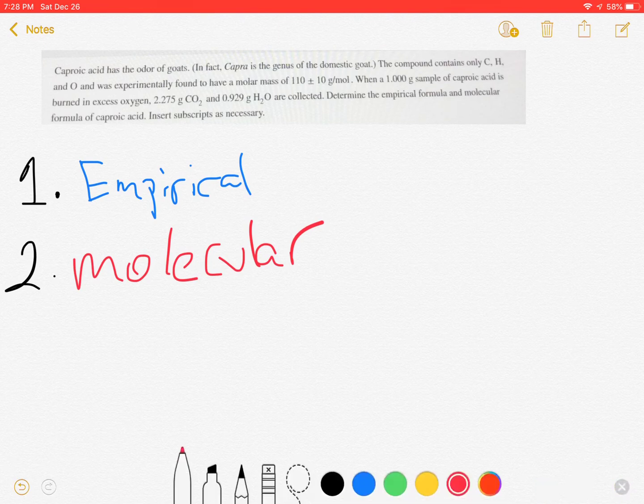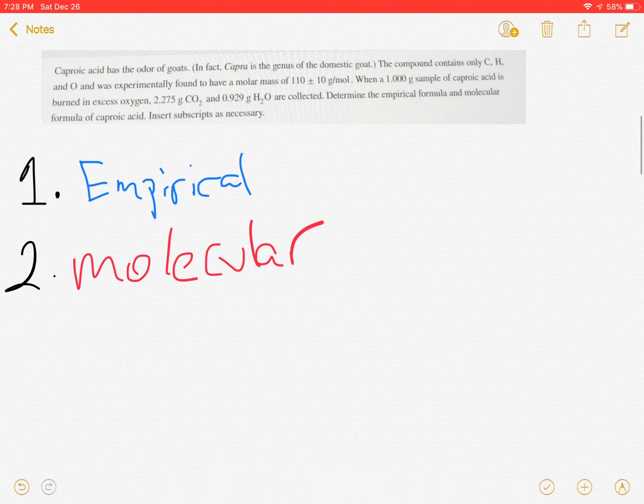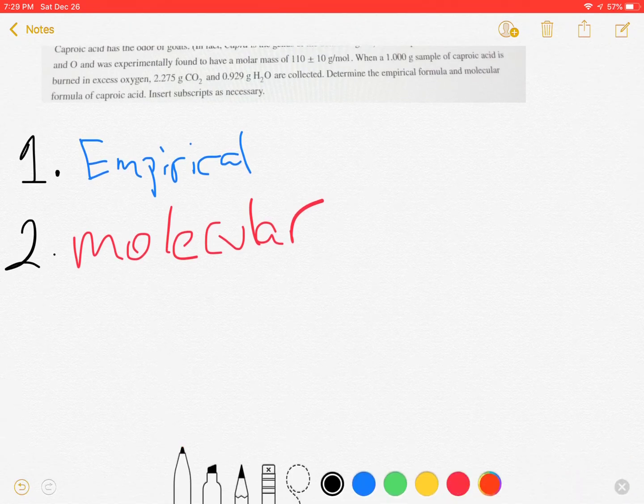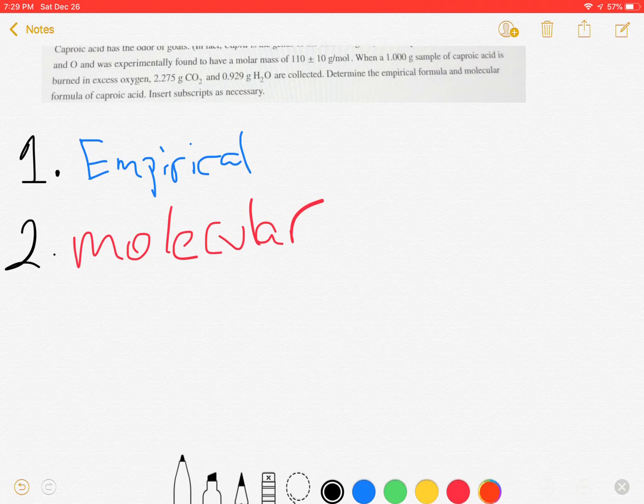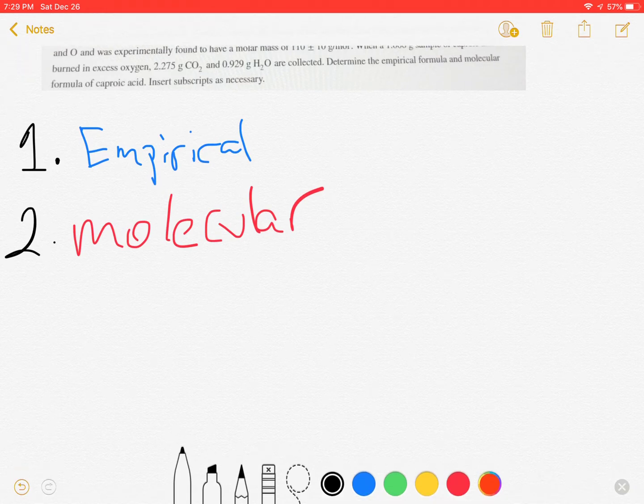So how do we get moles of carbon, moles of hydrogen, and moles of oxygen? Lucky for us, we're given the grams of carbon dioxide and the grams of H2O in this example. So we can first find grams of carbon, then grams of hydrogen, and then using those 2, we can finally get grams of oxygen. Then we can convert from grams into moles, and then use the moles to figure out the simplest whole number ratio. So let's start with the 2.275 grams of carbon dioxide.